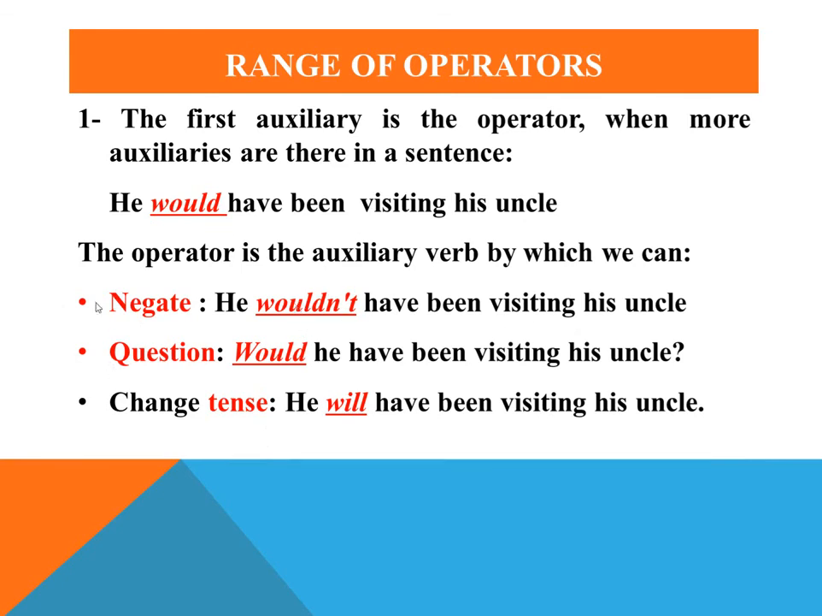If we want to make the sentence a question, we say, would he have been visiting his uncle? And we use the auxiliary verb would as an operator of the sentence. And we can change the tense of the sentence by using will, for example, he will have been visiting his uncle. So the operator is the first auxiliary verb of the sentence by which we can negate the sentence, we can make it a question, and we can change the tense of the sentence.